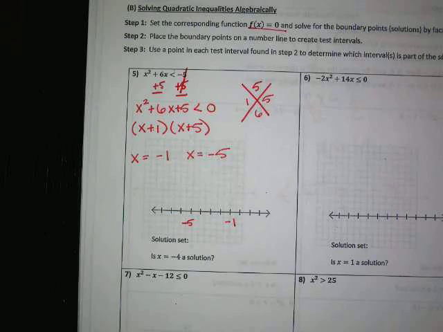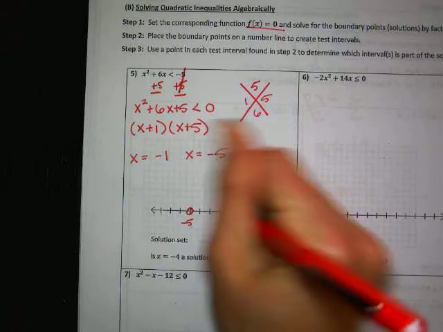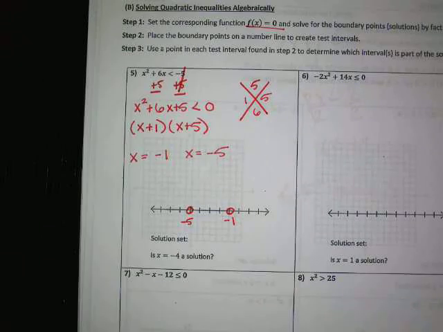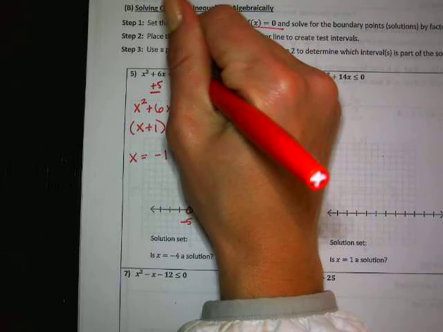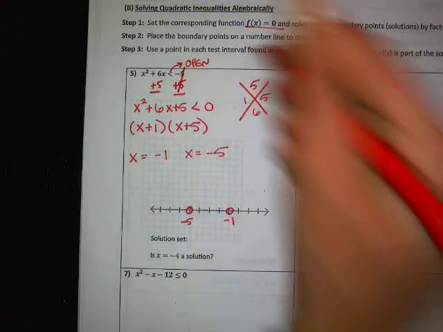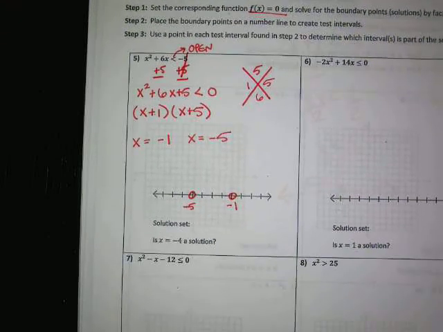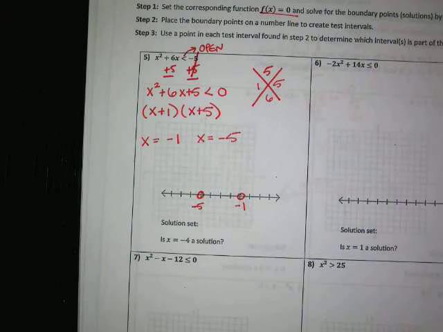So open circle or closed circle? Open. How do you know it's open? Because there's no line. Very good. So no line under the inequality, which means it's going to be an open circle. So because there's no line, it's open.